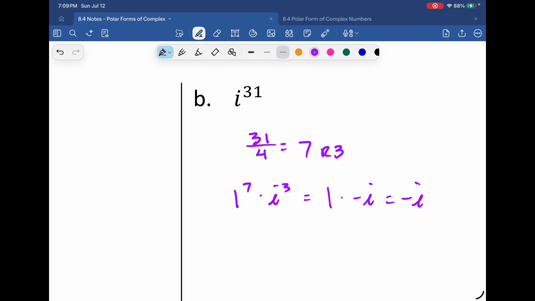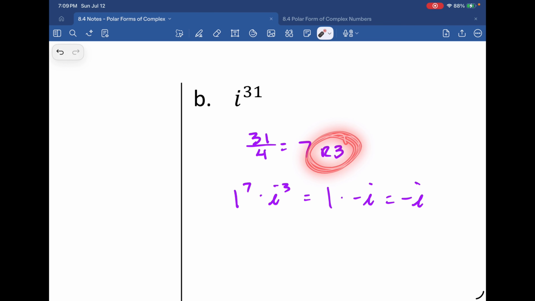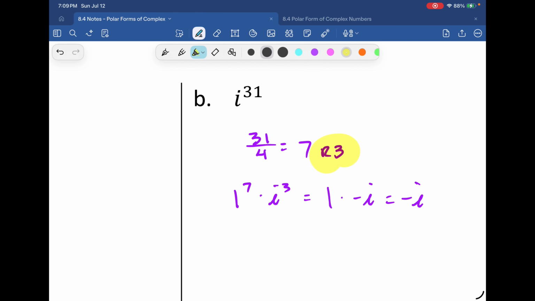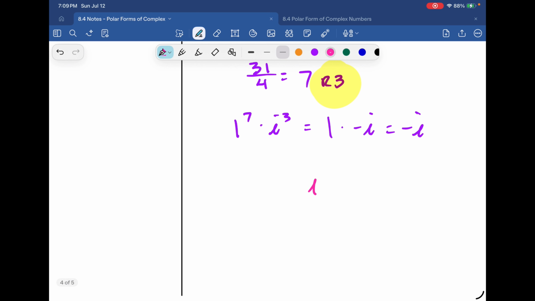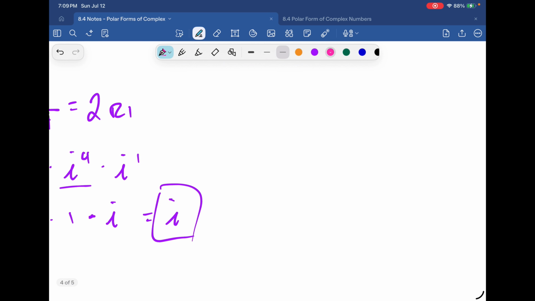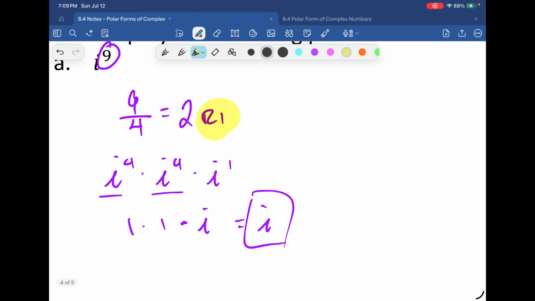So what you really want to do is you look at this remainder. That's all you need to worry about. If we look at the remainder and think, okay, that's what I have left, because I know i to the 4th is 1. I just have a bunch of those. And i cubed is -i. Over here, we looked at the remainder. Okay, again, i to the 4th is 1, so I don't need to worry about that. So if we look at the remainder, i to the 1, i.